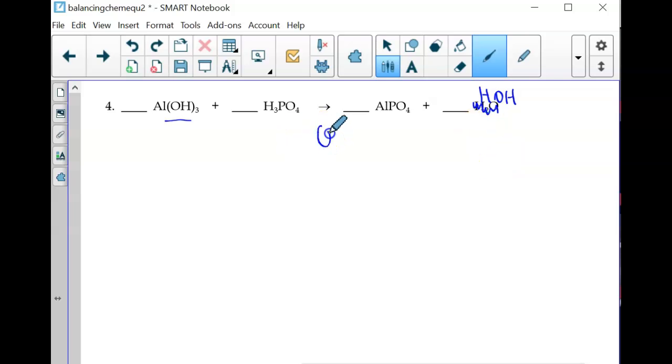All right, so then we have OH and we have PO4, so we have 2 polyatomics, right? We have PO4 and OH on both sides. Then we have Al, and then we have H. Questions about my list?